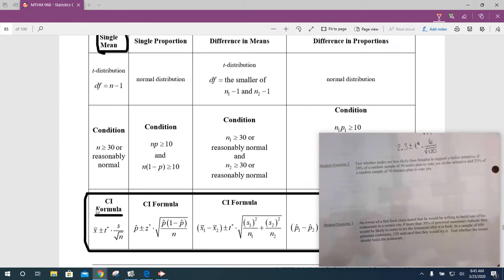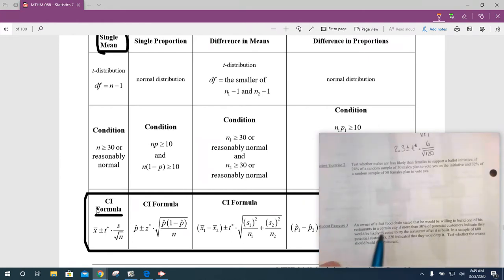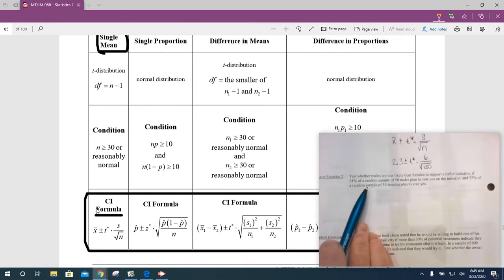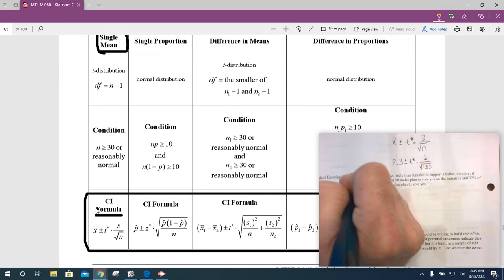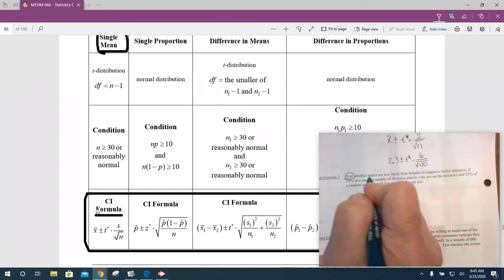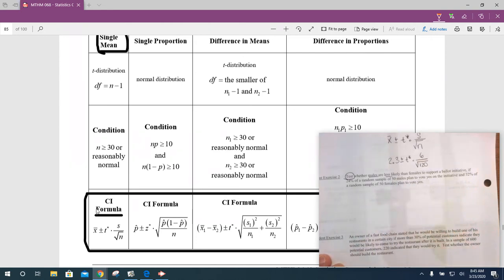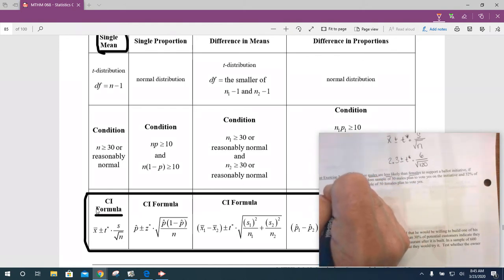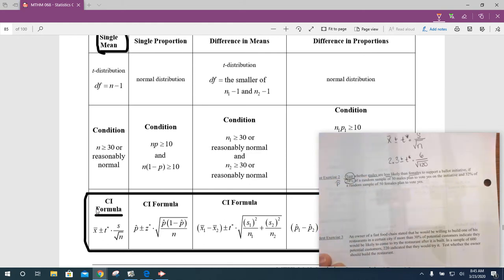I'm going to lighten up my exposure just a little bit to make it brighter, hopefully. So here we go. Next one. So first of all, we're testing. The word test right there tells me it's not a confidence interval. This is going to be a hypothesis test. Test whether males are less likely, so we want something less likely than females, so there's my second object. If 24%, well, 24% means a proportion, right? So this is a p hat of a random sample of 50 males plan to vote yes on the initiative, and 32% of 50 females plan to vote yes.